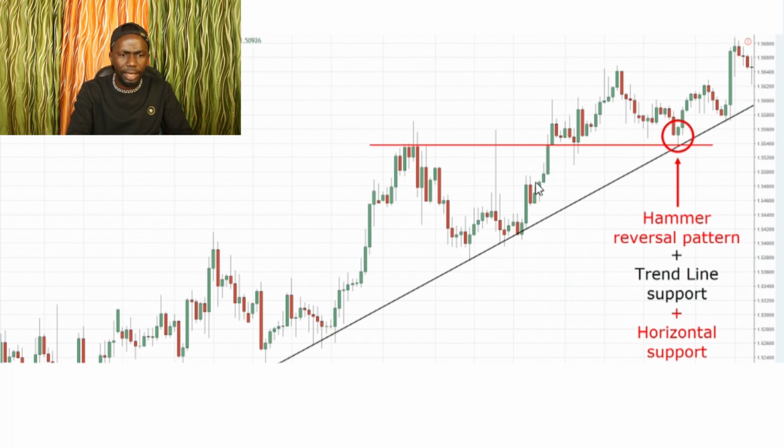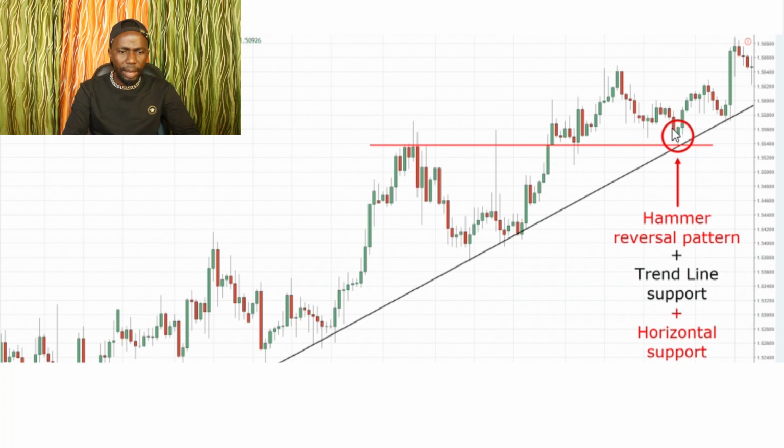And you can see that the trend now went up all the way to this point. And then what happened? It came back again to the trend line. Now you can clearly see that when the price got to the trend line, it got rejected again, forming this hammer. So a hammer is a reversal candlestick pattern.